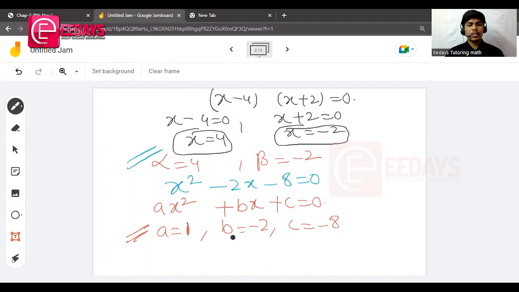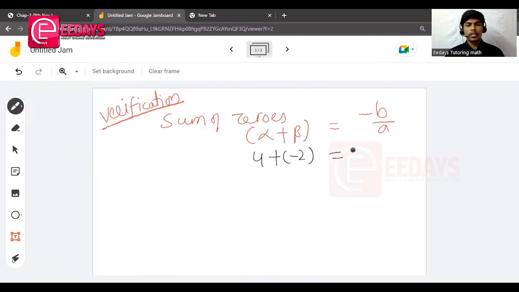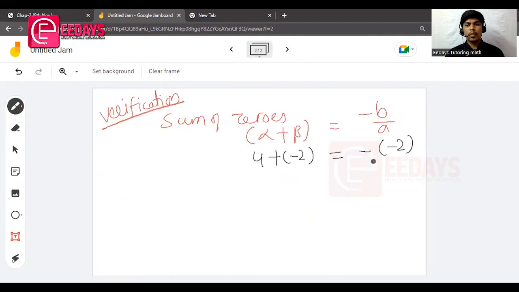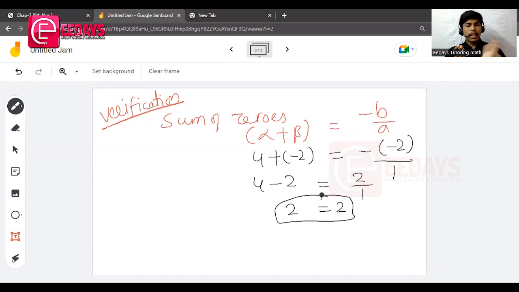4 plus minus 2, and minus b by a. Here b is equal to minus 2 and a is 1. So minus of minus 2 is 2, right? 2 by a, which is 1. So 4 plus minus 2 is 2, and minus into minus is plus 2 by 1. Finally we got 2 is equal to 2. So LHS equals RHS. We need to verify like this.